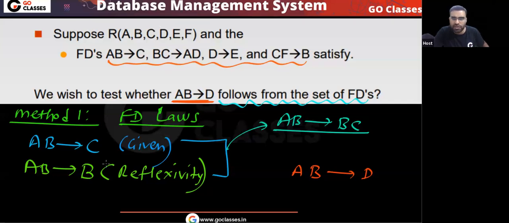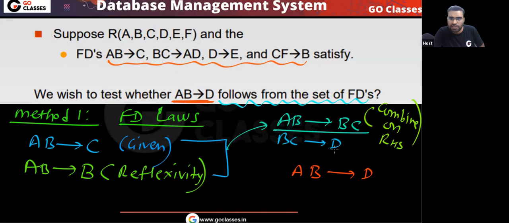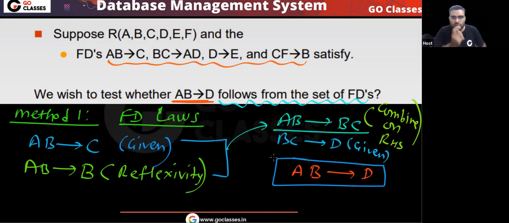I told you what we can do. We can combine on the RHS. Agree? Yes or no? Now you can see AB determines BC, and this is given, BC determines D. So finally, you can apply transitivity and you can get this. Yes or no? You can apply transitivity and you can get this.